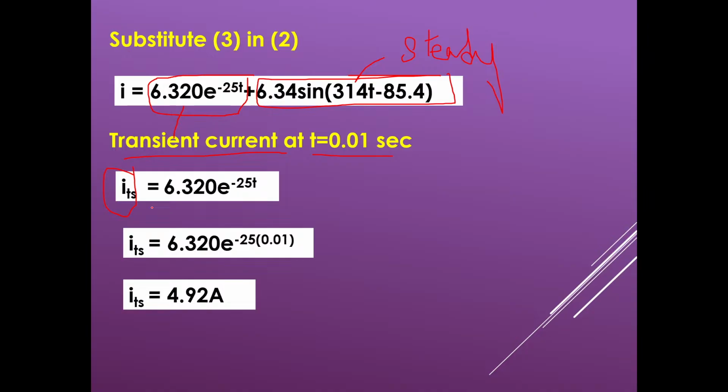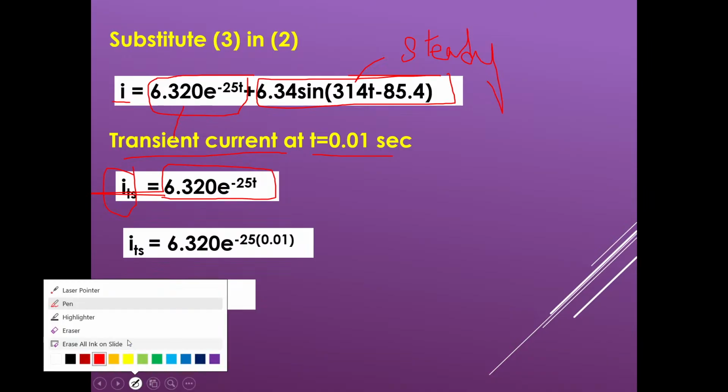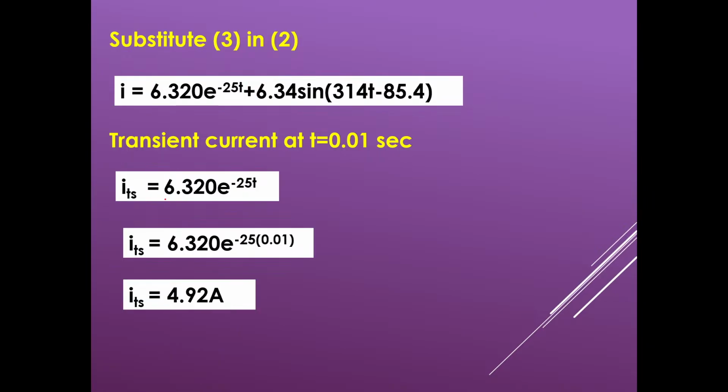So they have asked us to determine the transient part at t equal to 0.01. So this current has two parts. One is the complementary part, another one is the particular part. Complementary is transient, particular part is steady state. So for transient part current, only consider transient part from the above equation. So transient part is 6.320 e to the power of minus 25t. Now substitute t value here. What is t? 0.01. Substitute it, you have got transient current. So I transient is 4.92 amperes.